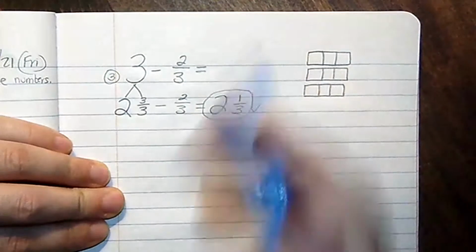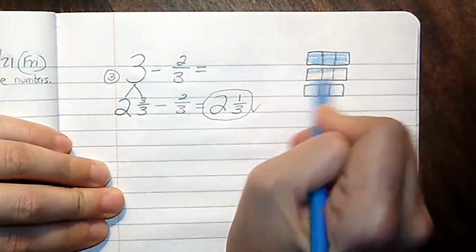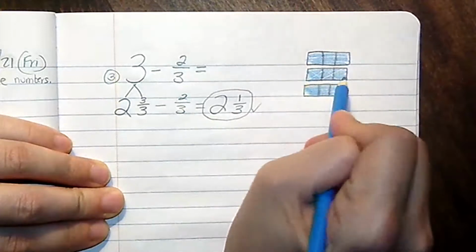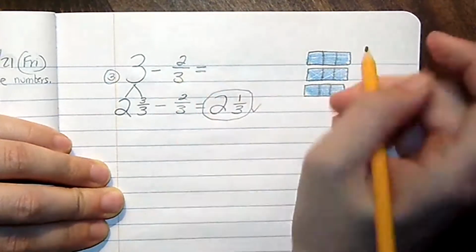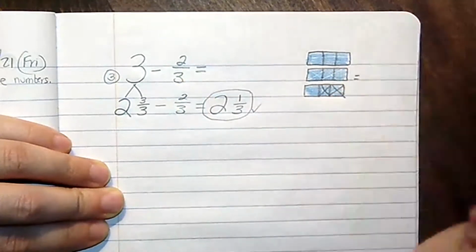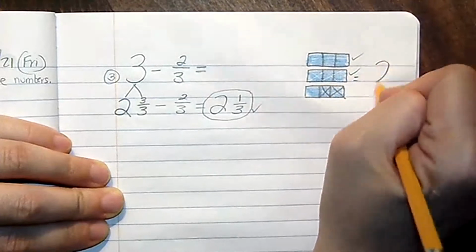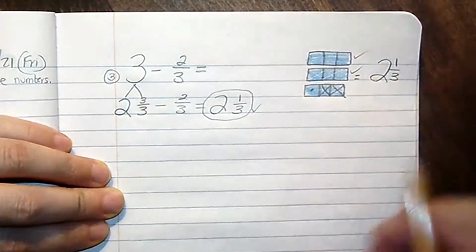And how much do I have? I have all 3 chocolate bars, so I'm going to color them all in. All right. I have 3 chocolate bars. I need to cross off 2/3. That means 2 pieces. How much do I have left? Well, this is 1 whole chocolate bar, 2 whole chocolate bars, and 1/3 of another one.